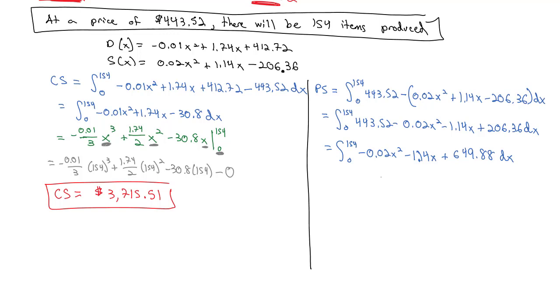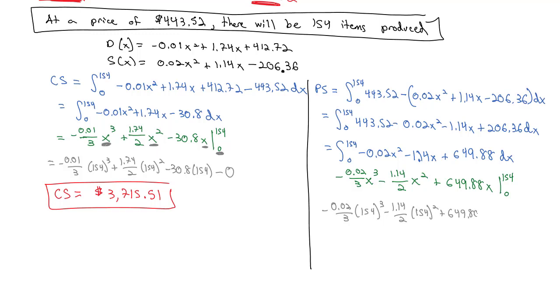And now that it's simplified, we're ready to integrate, giving us x cubed divided by 3, so negative 0.02 divided by 3, minus, we have x squared, and we take the 1.14 and divide by the 2, plus 649.88 times x, and that's going to integrate from 0 to 154. Plugging those values in, then, we get negative 0.02 over 3 times 154 cubed minus 1.14 over 2 times 154 squared plus 649.88 times 154. And then we're going to subtract off.